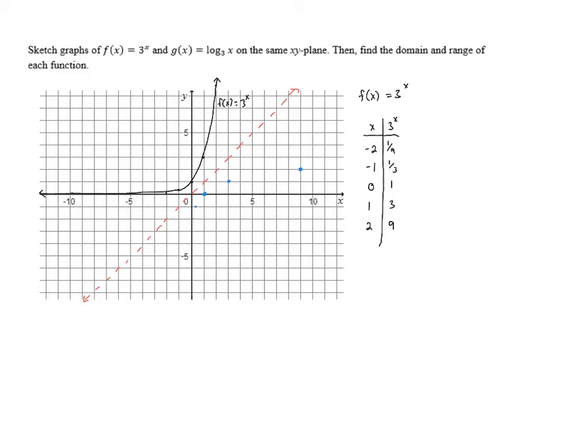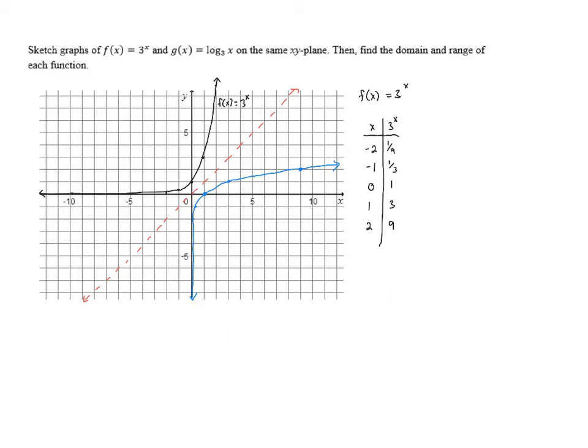And so we can connect these dots with a smooth curve, and we get something that looks like that. And then as we go downward, we're going to get closer and closer to the y-axis. We are asymptotically approaching the y-axis down there.